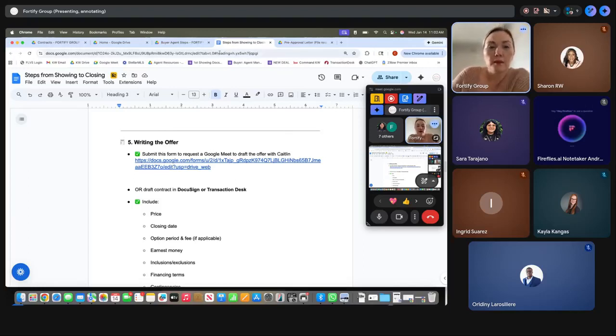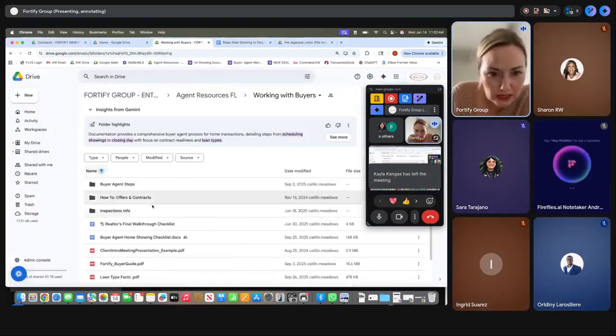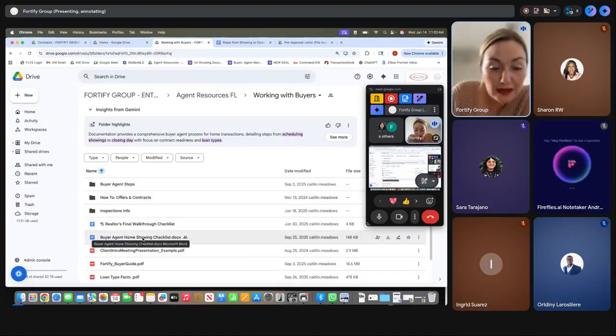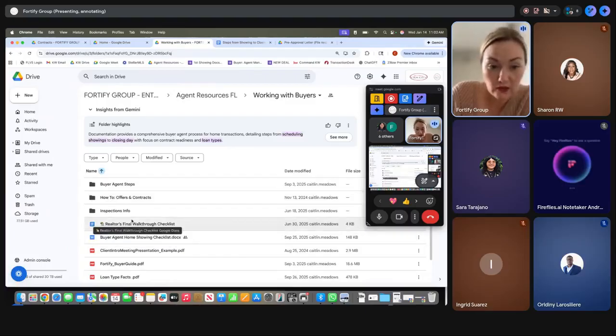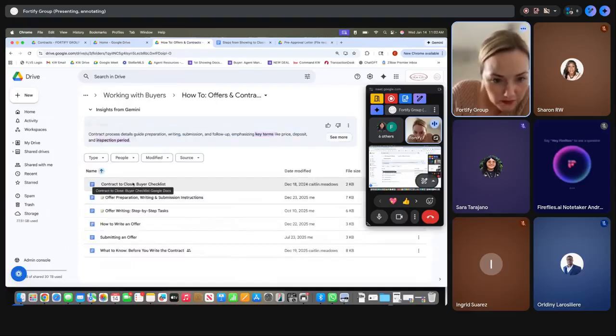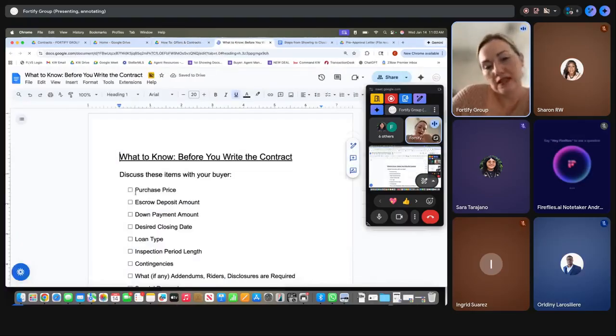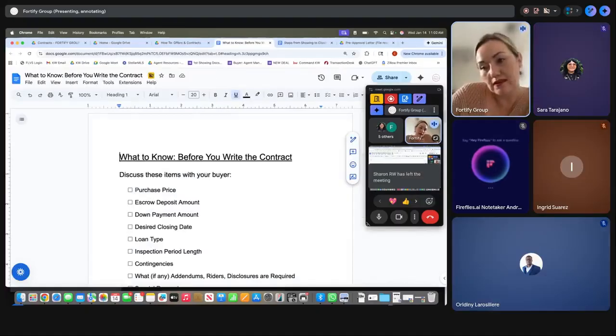But we're going to get out of the buyer agent steps and go back to Working with Buyers. You have a buyer agent home showing checklist. Take a look at that. But then the how-to offers and contracts. What to know before you write the contract. This is going to help you navigate that conversation with your buyer.